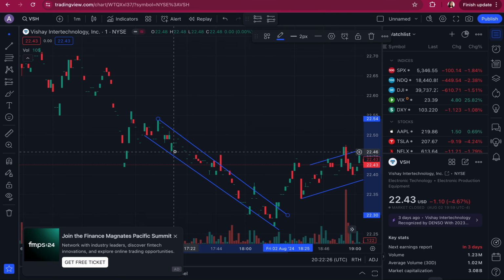So the lowest point here is lower than the previous lower point, and the higher points here are lower than the previous higher points. That basically shows a downward trend.